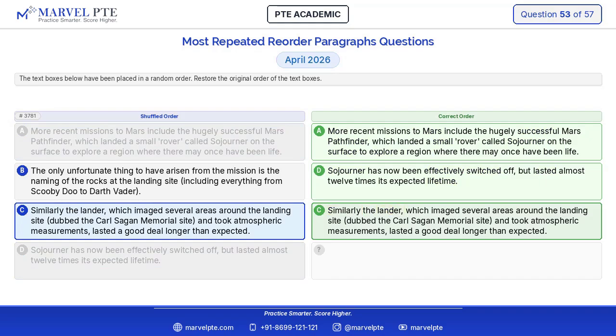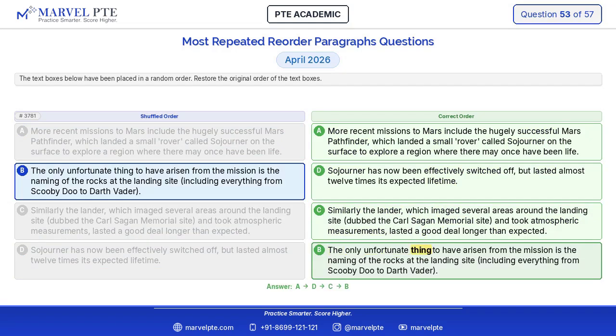Similarly, the lander, which imaged several areas around the landing site, dubbed the Carl Sagan Memorial Site, and took atmospheric measurements, lasted a good deal longer than expected. The only unfortunate thing to have arisen from the mission is the naming of the rocks at the landing site, including everything from Scooby-Doo to Darth Vader.